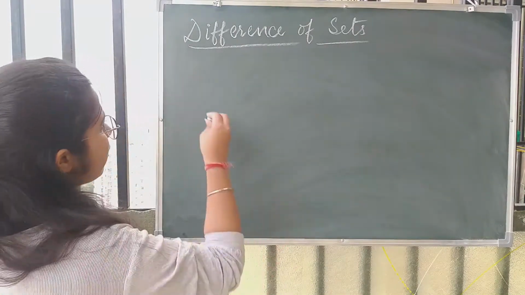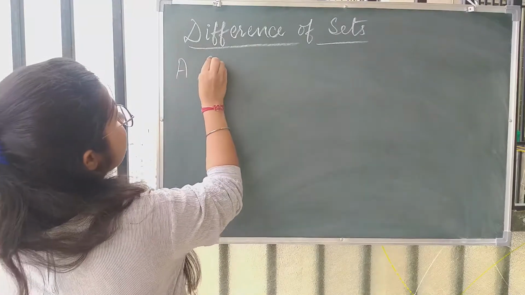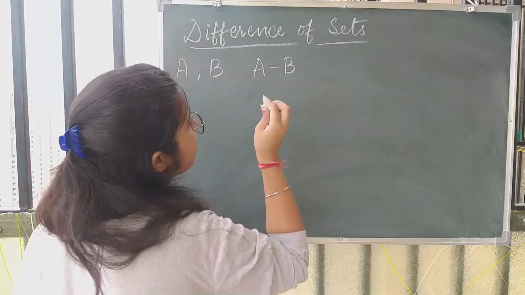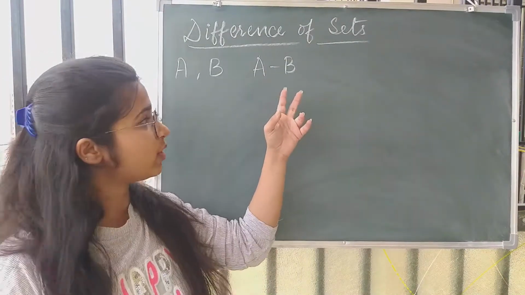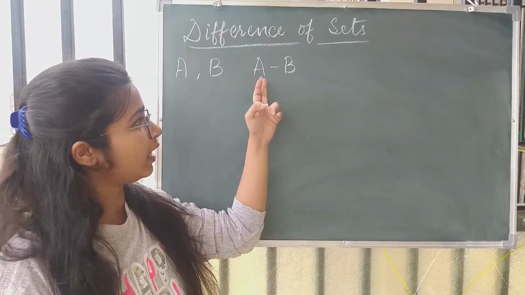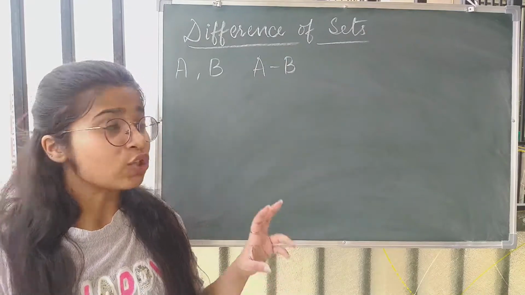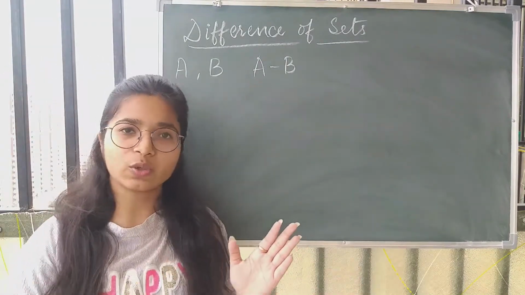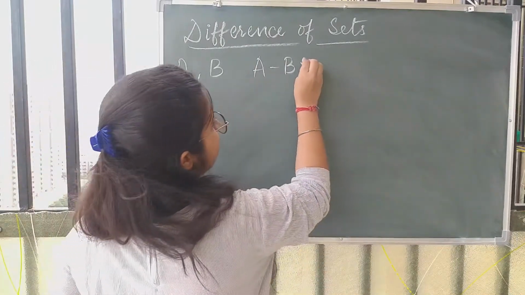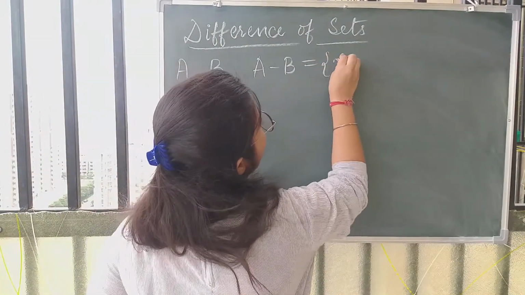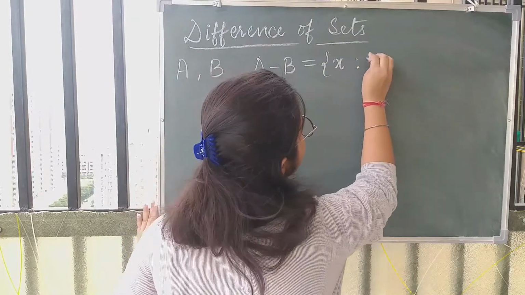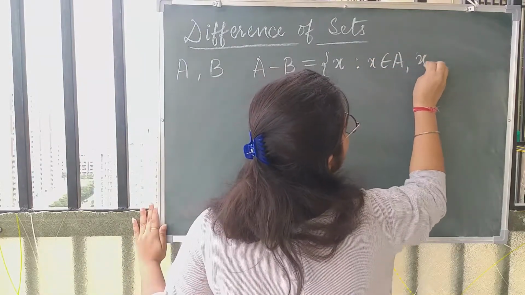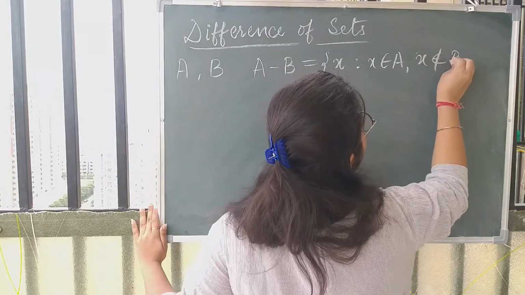Now suppose you have a set A and a set B. So difference of two sets, that means A minus B, is the set which has all those elements of A which are not there in B. So basically हम क्या कर रहे हैं, हम A के elements में से B के elements को हटा रहे हैं. So we can also write it like it has all the elements X such that X belongs to A but X does not belong to B.